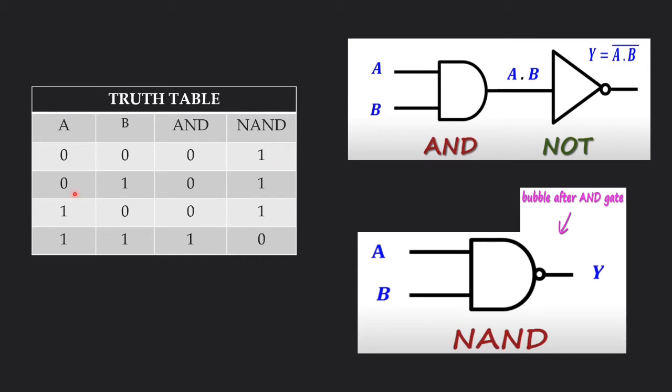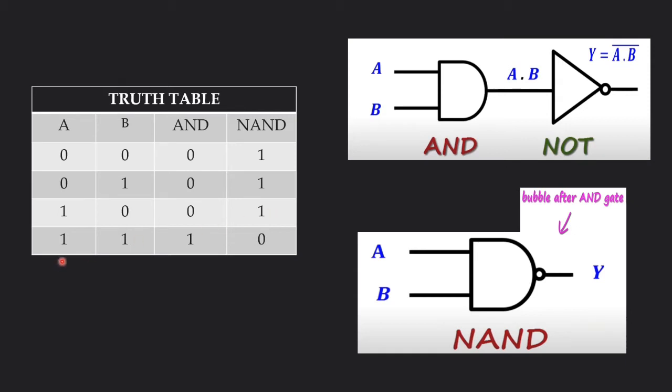While in the second case, A is equal to 0 and B is equal to 1. The output of this AND gate is equal to 0 and the output of NOT gate is equal to 1. So finally the output of NAND gate is 1. Now the next combination, A is equal to 1 and B is equal to 0. The output of AND gate A dot B is equal to 0 and the output of the NOT gate is equal to 1, and that output becomes the NAND gate output.